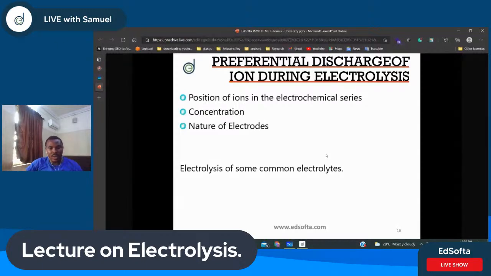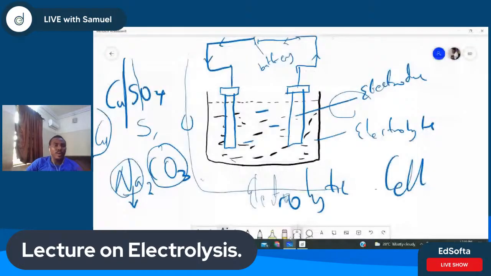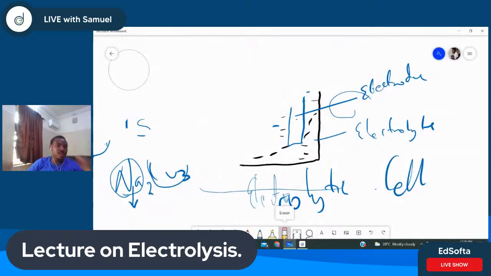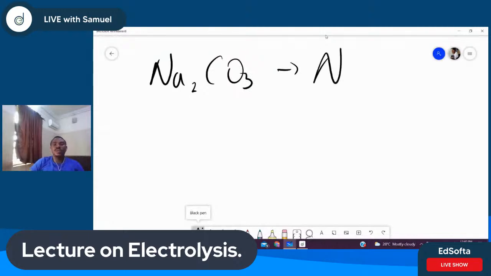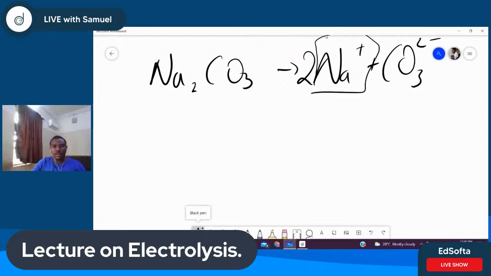So what happens in essence is that when you are performing electrolysis on a particular compound that is in solution, say electrolysis on Na2CO3, now Na2CO3 is made up of two ions, this ion and this ion. But what comes to mind is that at some point during the electrolysis, one of them is going to have to be discharged, in the sense that the element is going to be moved not just from its ionic state back to its elemental state. So you have a combined state of Na2CO3, but you only need sodium.